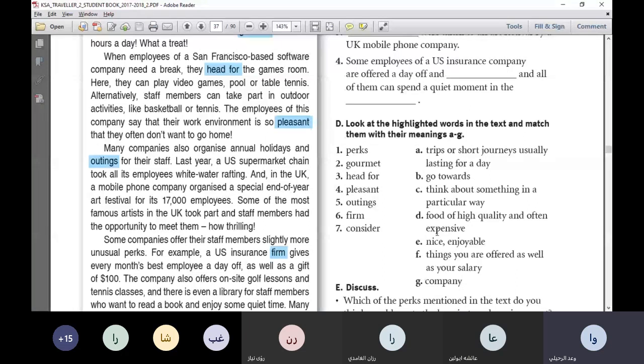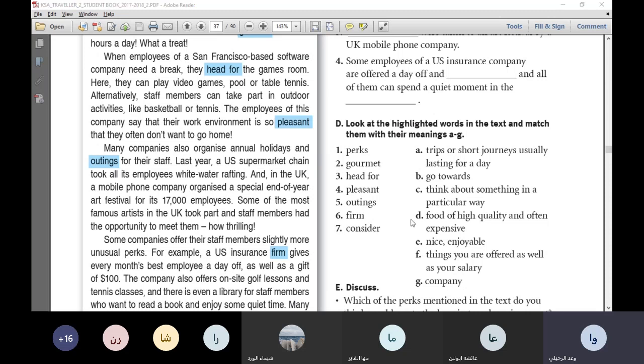Number three is B. Number four, pleasant. Nice, enjoyable. Thank you. So number four is E. Number five, outings. Who said that? Maha. Say your name, please. Thank you, Maha. Okay, so number five is A, trips or short journeys usually lasting for a day.